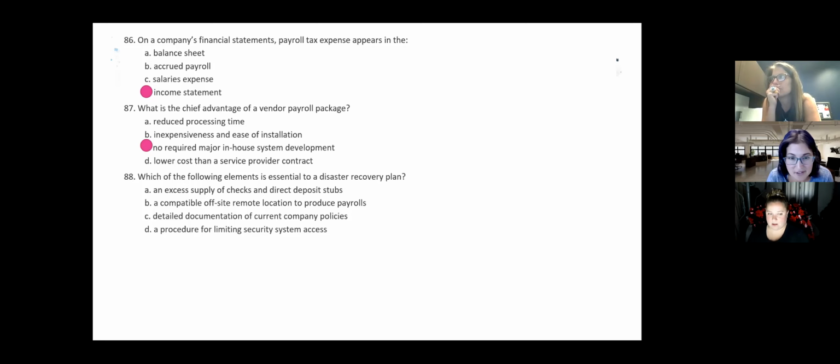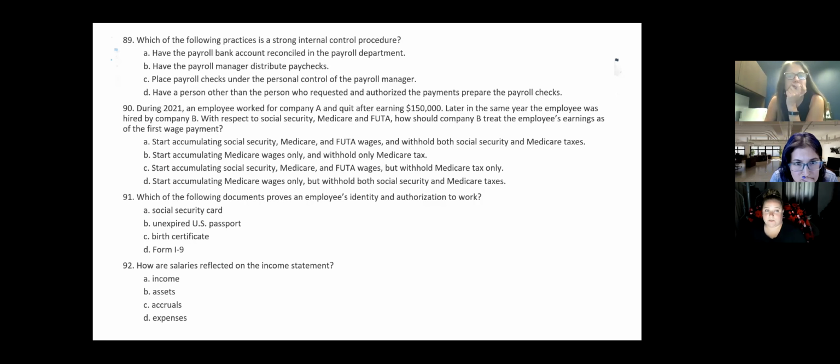Which of the following elements is essential to a disaster recovery plan? Yep. B, we have to have some sort of offsite remote location. Good job. Which of the following practices is a strong internal control procedure?